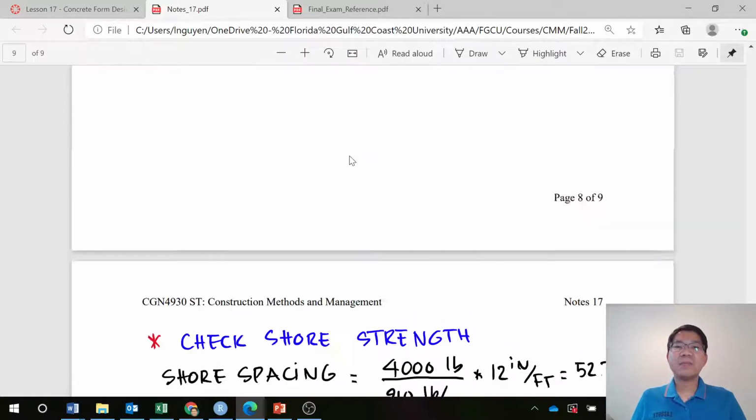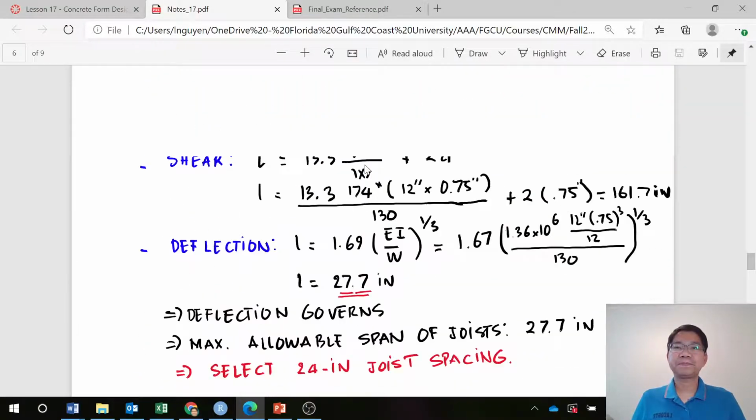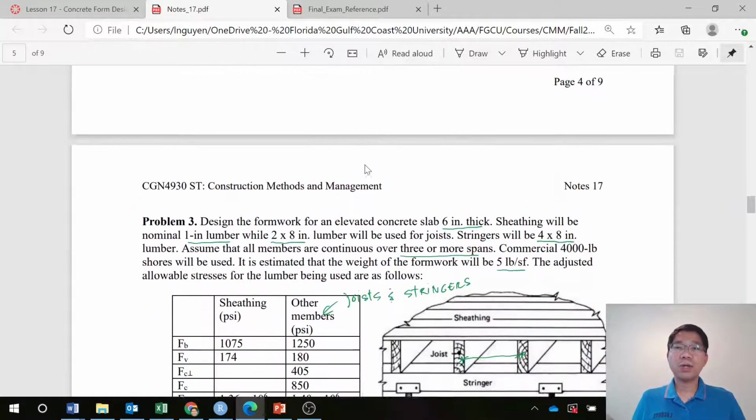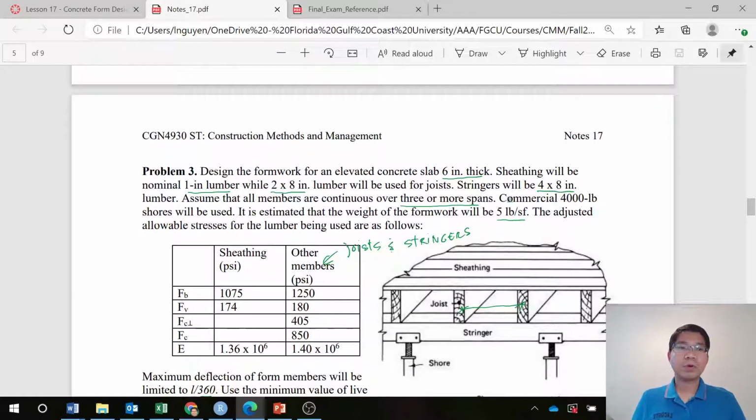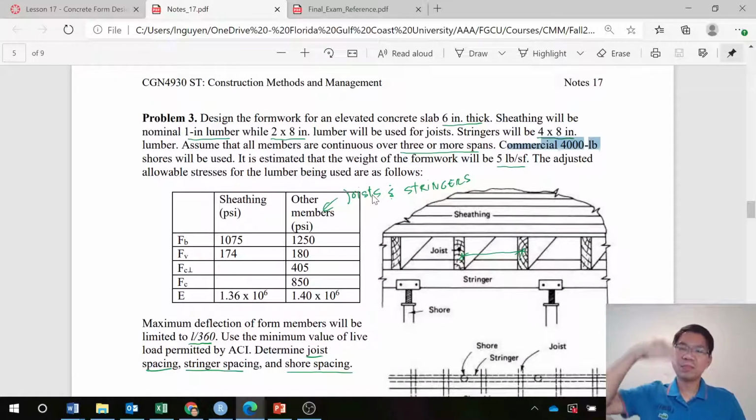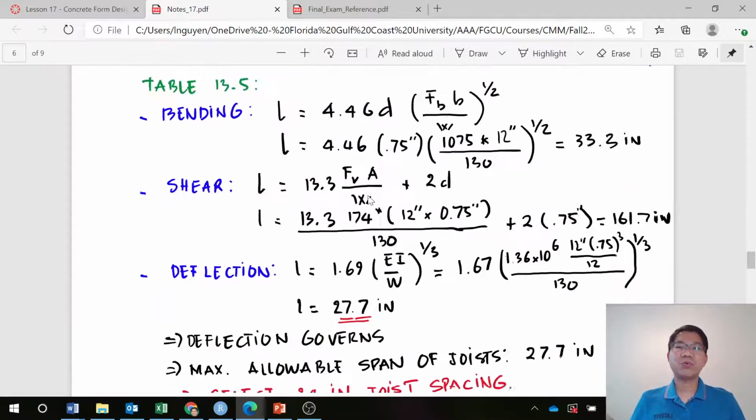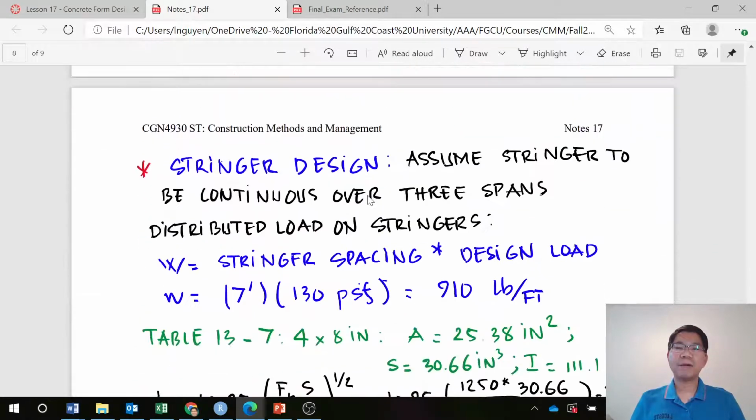And in this case, the problem gives us the shore. Commercial 4,000 pound shores will be used. 4,000 pounds is the maximum load that they can carry, and we need to check against that.